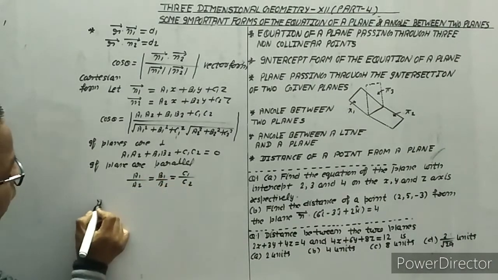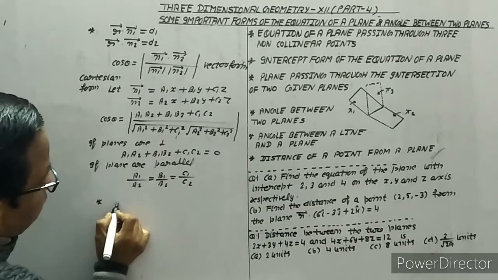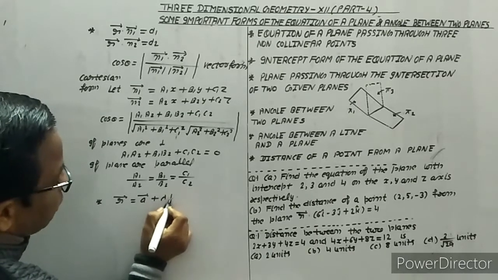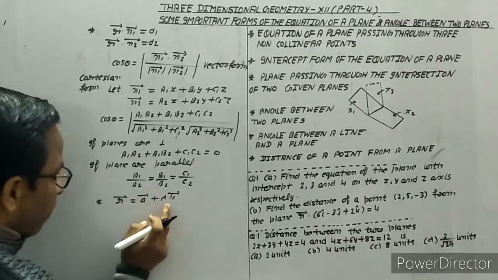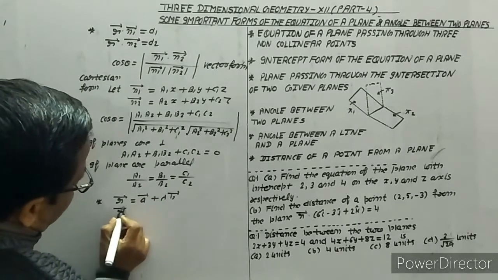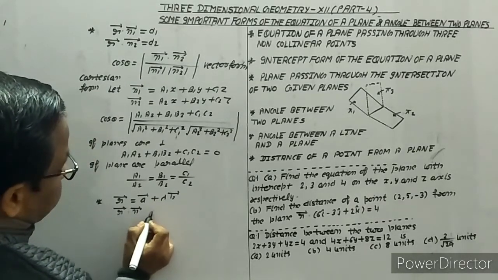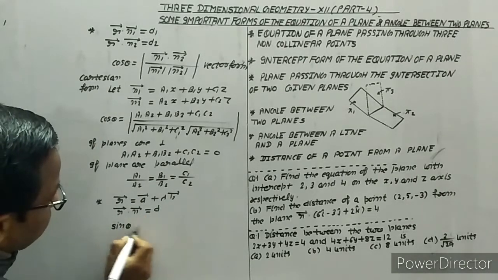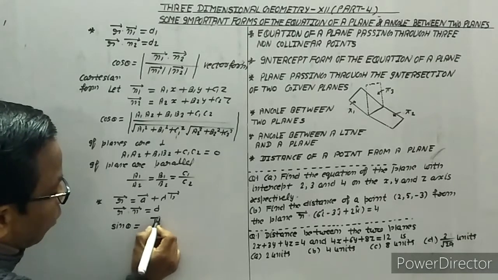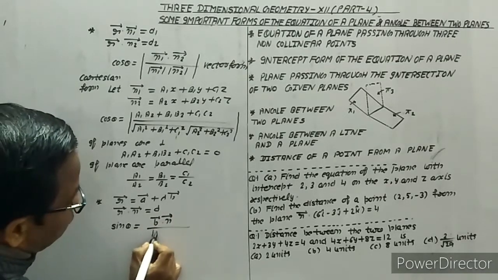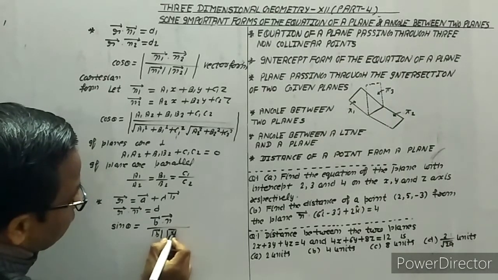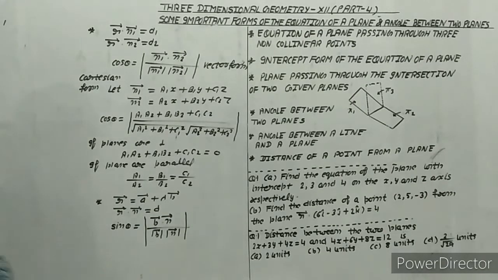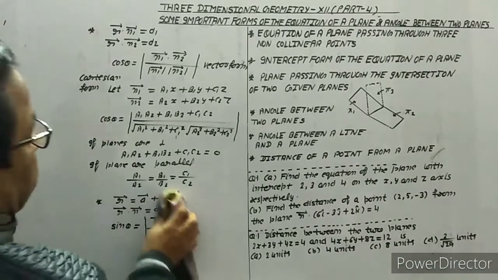Now another point, the angle between a line and a plane. Let us suppose the equation of the line is vector r is equal to vector a plus lambda vector b, and the equation of the plane is vector r dot vector n is equal to d. Then the angle between them is given by sine theta is equal to vector b dot vector n upon magnitude of vector b into magnitude of vector n, and the absolute value of this. So these are the conditions which we have to use in questions.